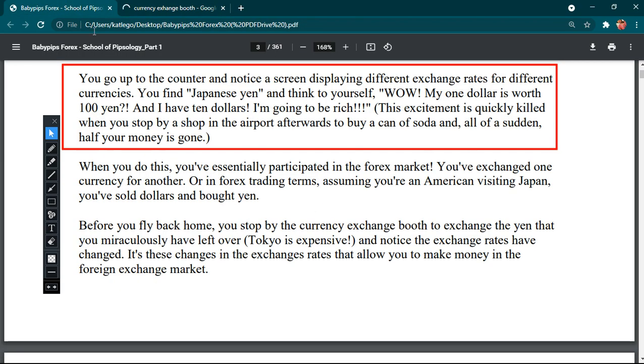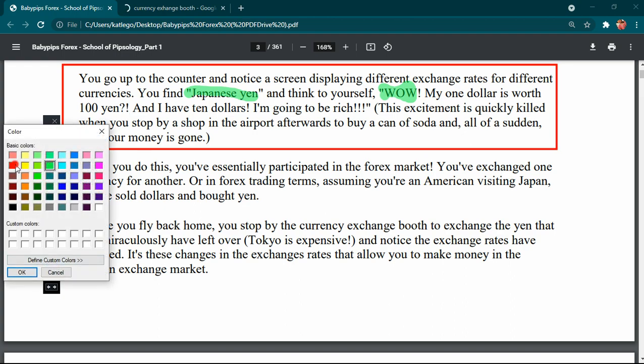Okay, in the meantime, they say you go up to the counter and notice a screen displaying different exchange rates for different currencies. You find Japanese yen and think to yourself, wow, my $1 is worth 100 yen. So pay careful attention, guys.